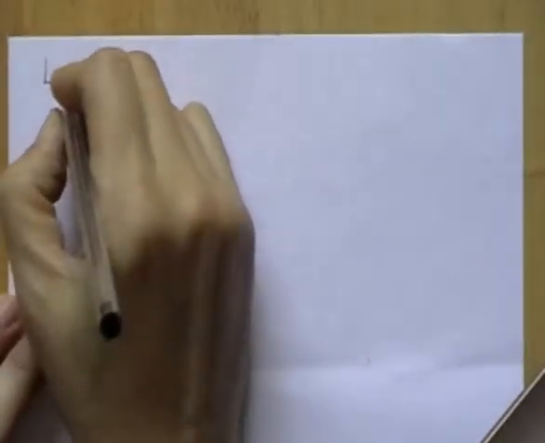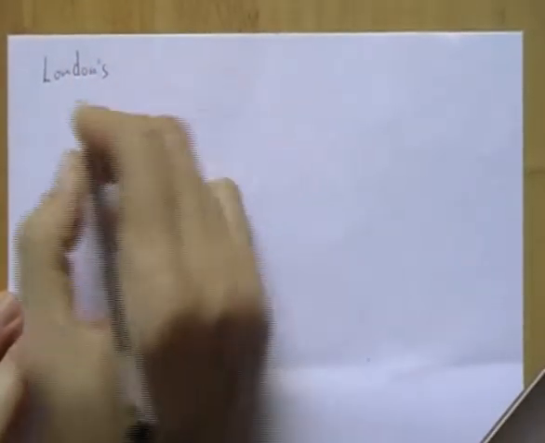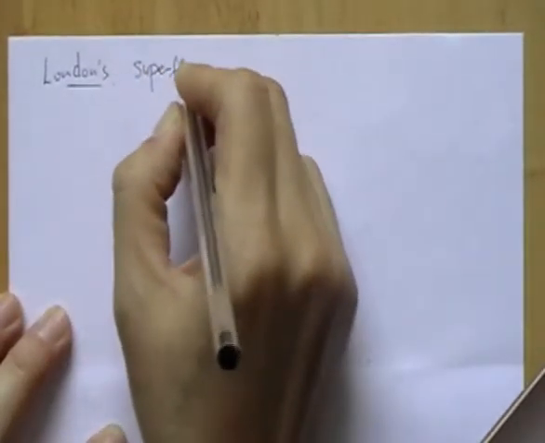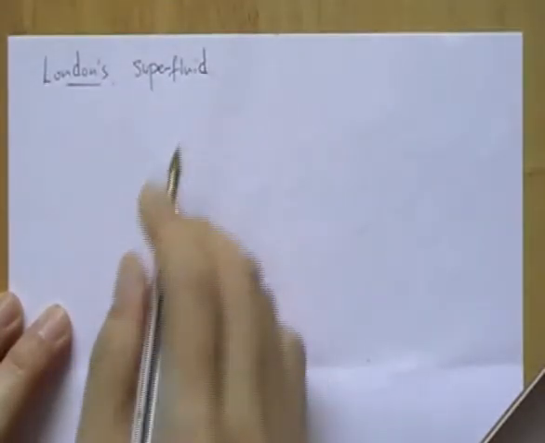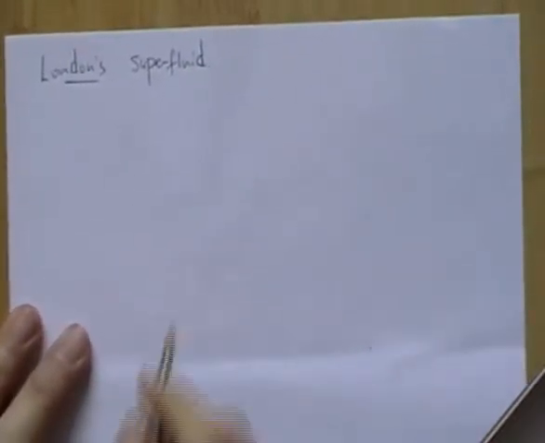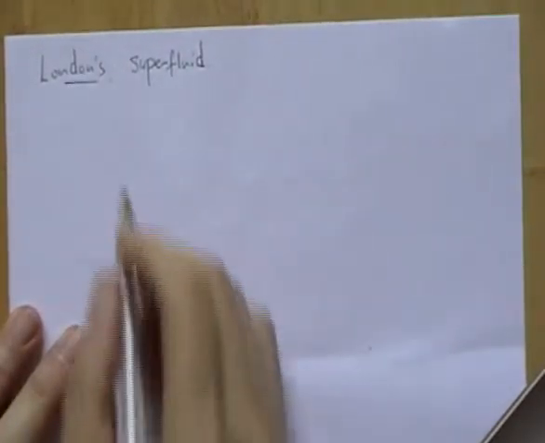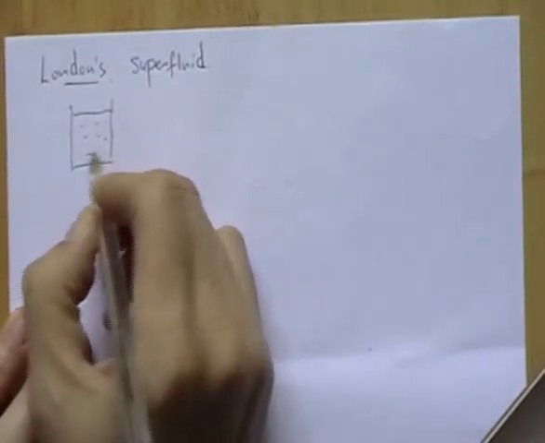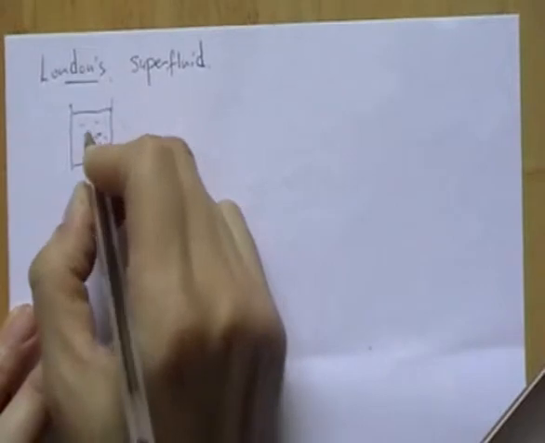I'll start on London's explanation for superfluid. Now, London's explanation is to think of the helium atoms, the helium-4 atoms in a superfluid. Alright, so there are lots of helium-4 atoms in there.